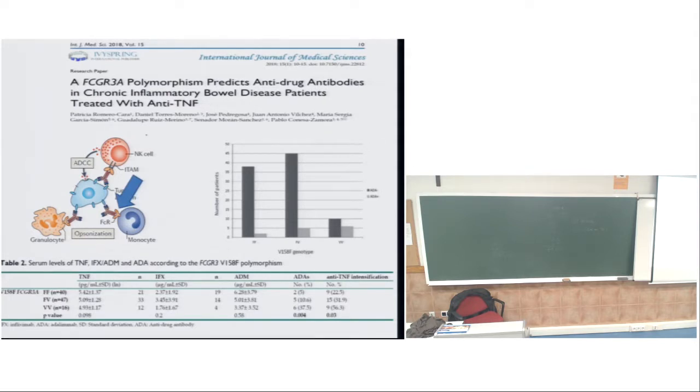It's one paper we published in which we wanted to see if the genes coding this Fc receptor can be responsible for the generation of ADAs. And what we saw was that this genotype, present in the gene coding this receptor, was associated with more generation of anti-drug antibodies. So before administering the drug, by a genetic test, we can predict if this patient is possibly not going to respond because of a secondary mechanism of resistance, synthesizing antibodies against the drug.